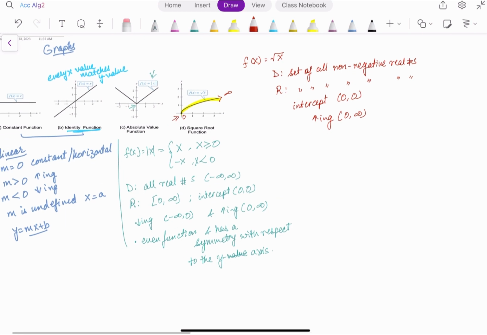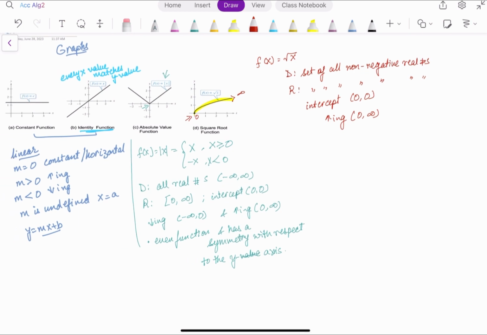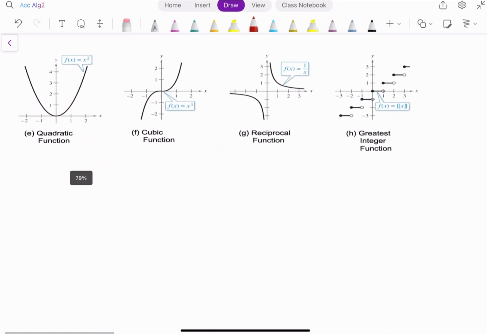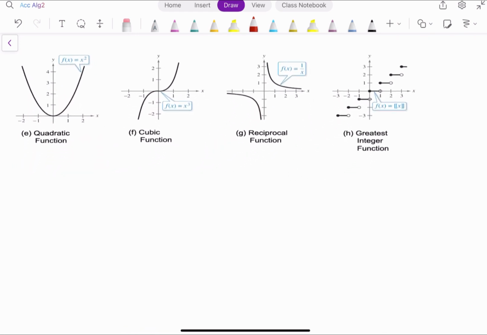Now let's talk about another 4 types of functions. The first, you should be aware of, is the quadratic. You have done quadratic in Algebra 1, so it is a basic thing. A quadratic function is also called the squaring function because it is x to the power of 2. So what is the parent function? The parent function is f of x is equal to x squared.